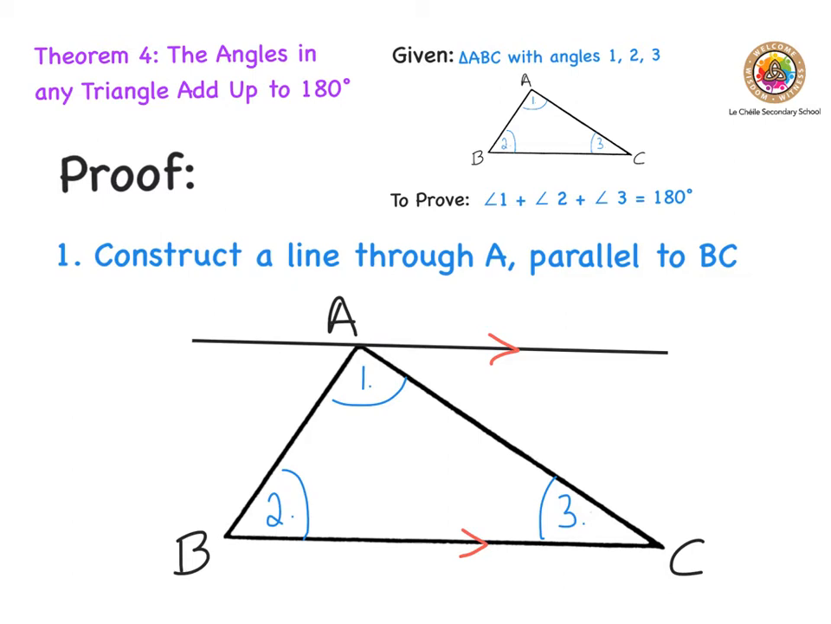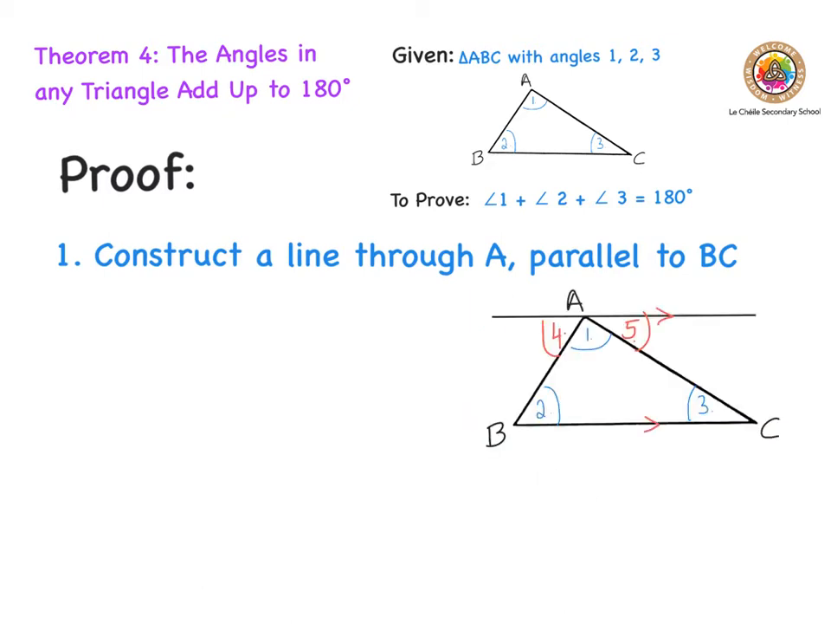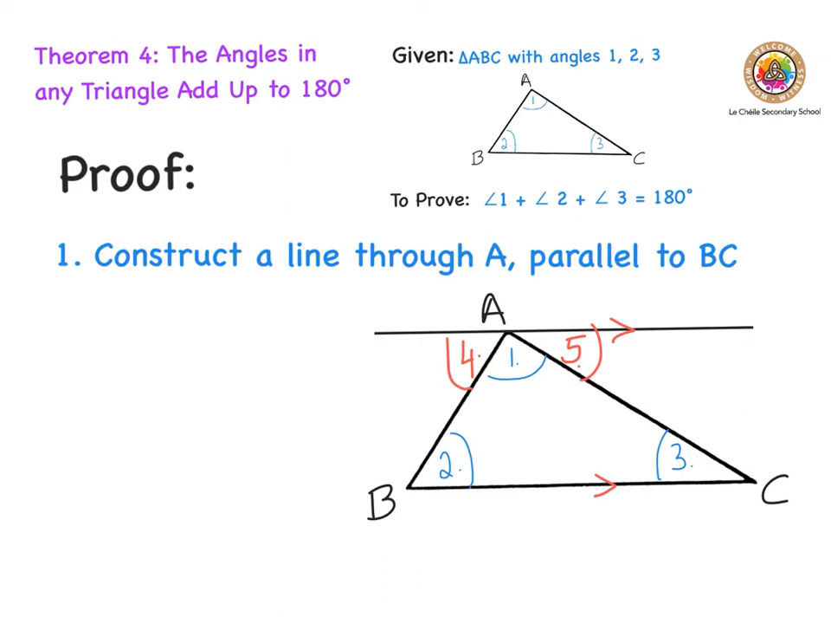Well, we've angles 1, 2, and 3 already, so we're going to label this one angle 4 and this one here angle 5. And so now we get into the real meat of the proof. Again, what do we notice here? This angle, and this angle, well, they form a straight line. So those three angles together must add up to 180 degrees. And so that's the first thing that we're going to write down.